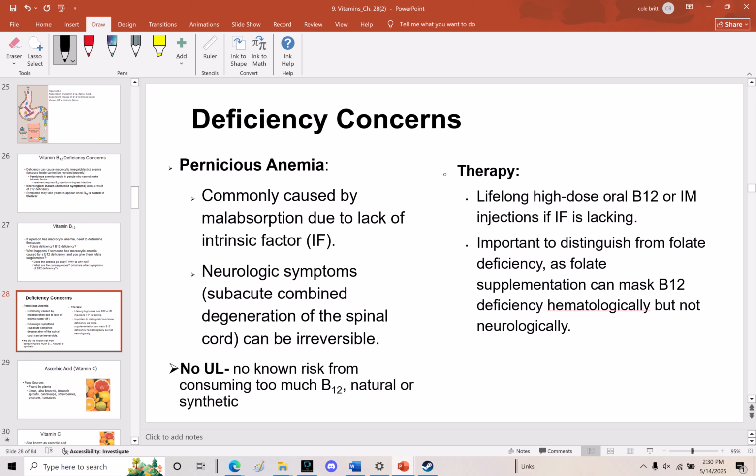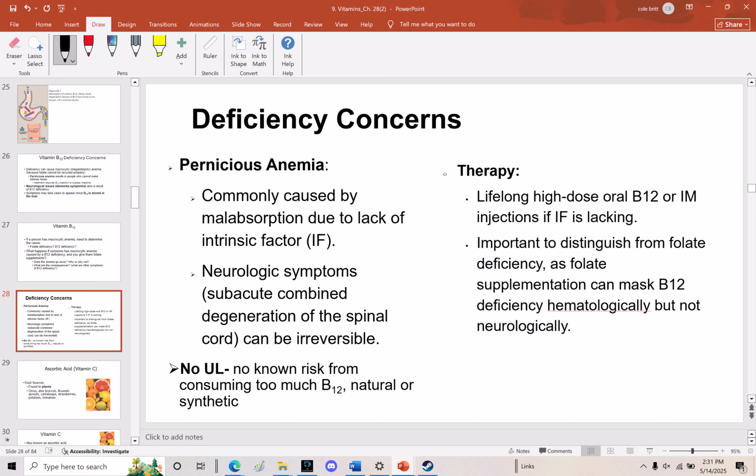There are some other possibilities of ways to get it into their body, but it is going to be bypassing the GI tract. So this is intramuscular, that's what IM stands for. You have to bypass the GI tract if they're not making IF. And again, it's important to distinguish if it's folate or B12 deficiency, because folate supplementation can mask the B12 deficiency. But there's no UL for B12. Consuming too much B12, that was the one that the 5-hour energy drink had upwards of 8,000% over the RDA. So far, we haven't seen any real official toxicity symptoms related to that, but who knows?